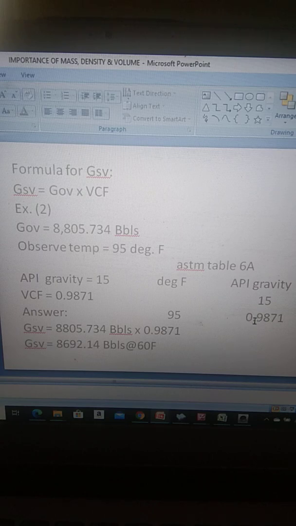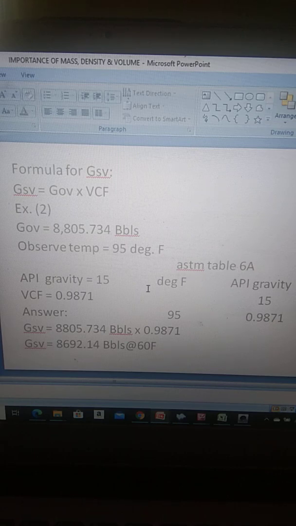So we will get the value of 0.9871. Take note that if you use barrels, you will also use the temperature in Fahrenheit, and you will also use Table 6 Alpha for unrefined cargo. If you are calculating for refined cargo, you will use 6 Bravo.